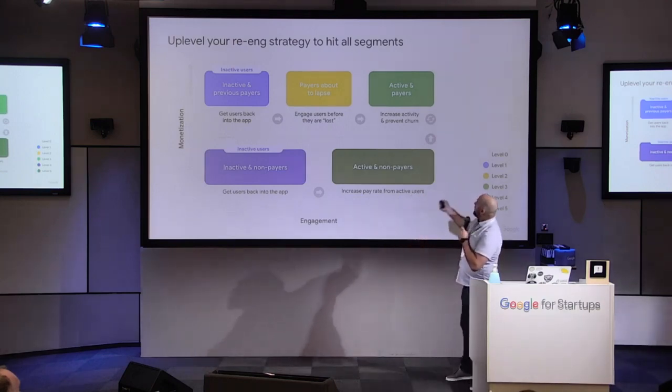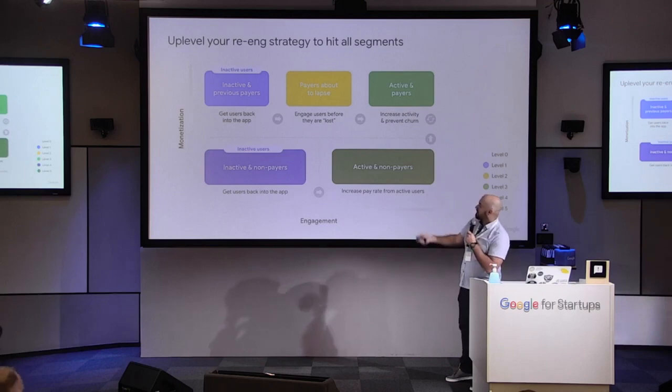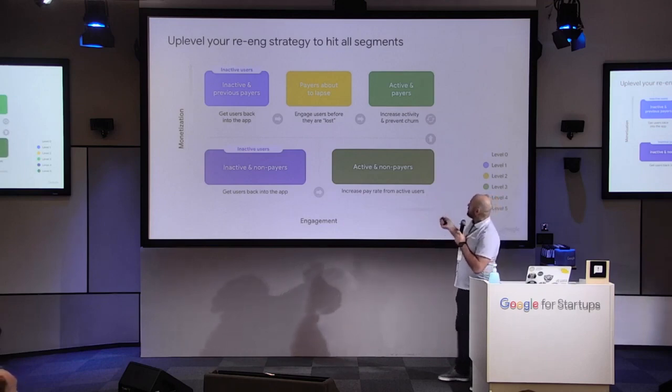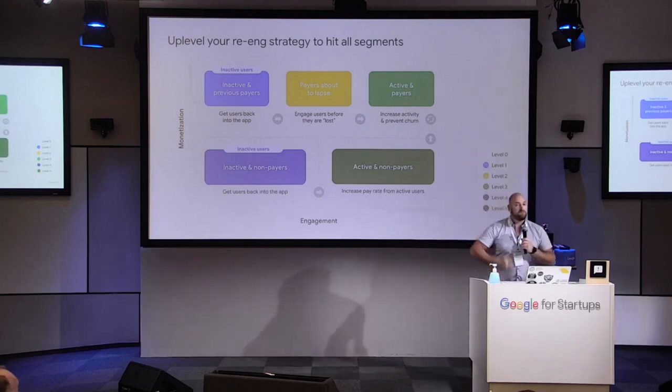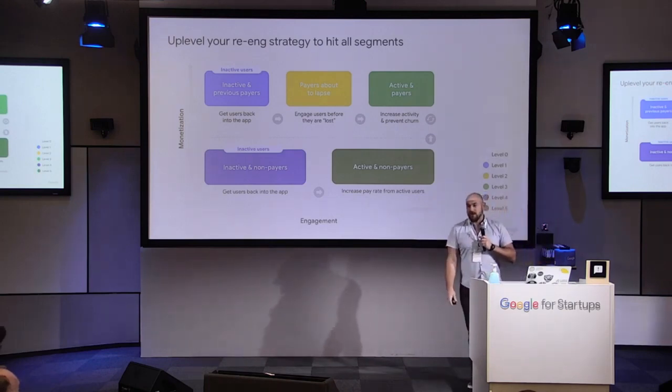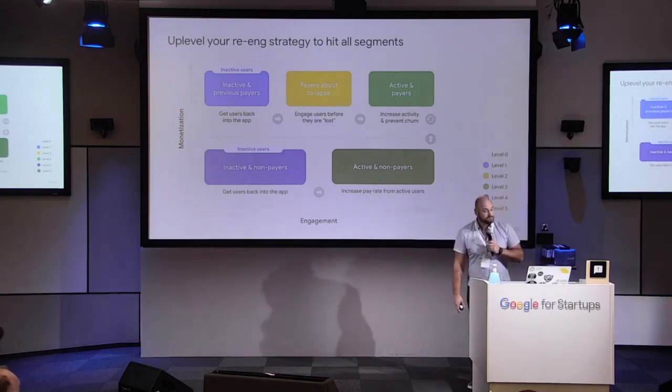And then we have active and payers, right? So high monetization, high engagement. And basically, this just keeps increasing the activity and preventing churn, right? What else can we essentially do with these users that are already engaging with you?